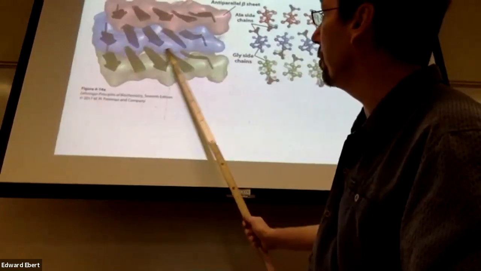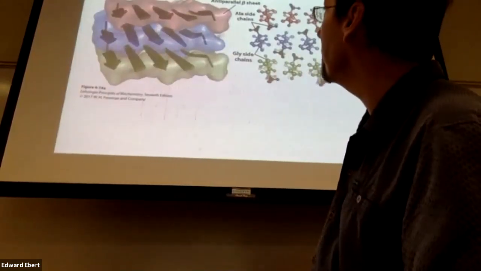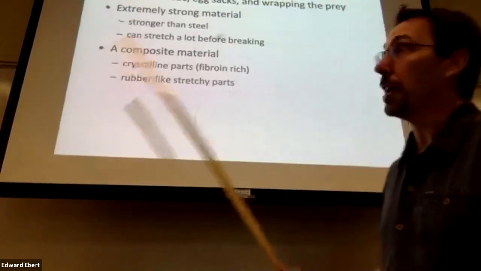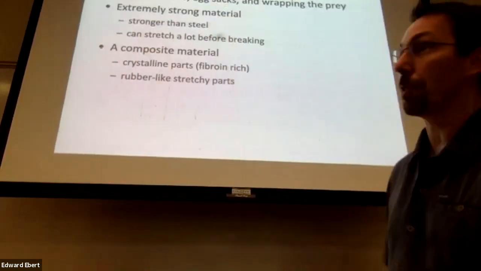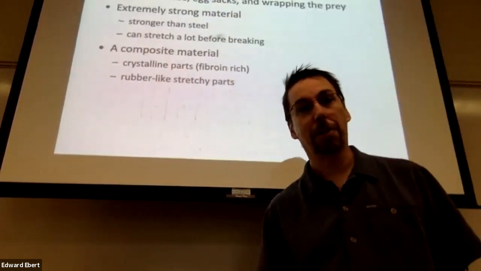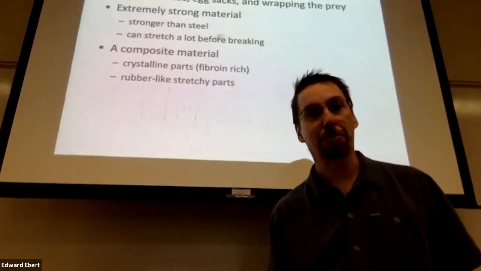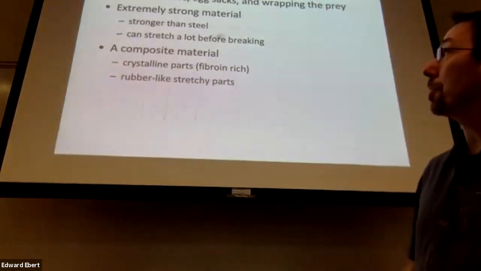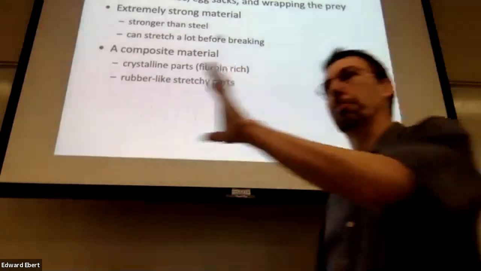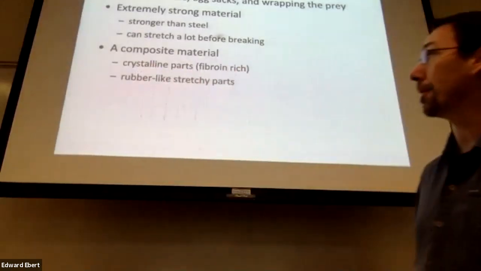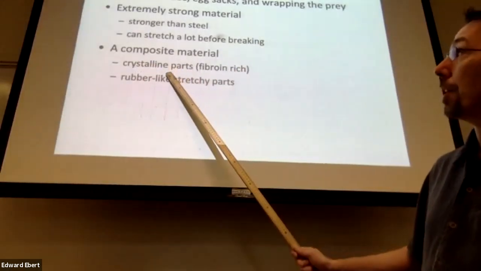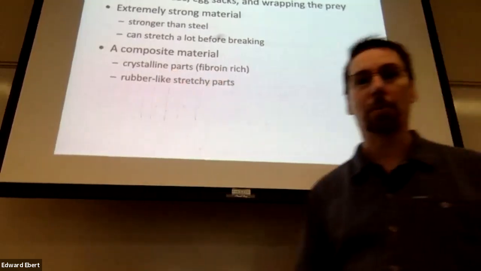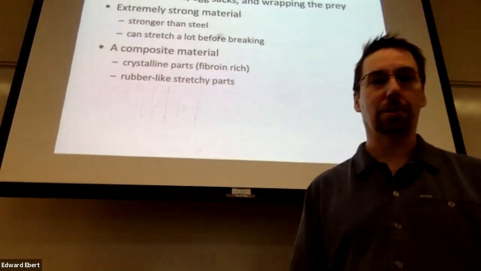So we see this very close packing of these anti-parallel sheets in here. You get multiple sheets that interact with each other, and you end up with this very strong material. On an atomic scale, silk fibers are stronger than steel. They're also very flexible. They can stretch a lot before breaking. So again, your spider web, you walk into it, you got a lot of flex in there. It's very composite. You have these crystalline parts, which are fibrin rich, and you have some rubber-like stretchy parts as well too.